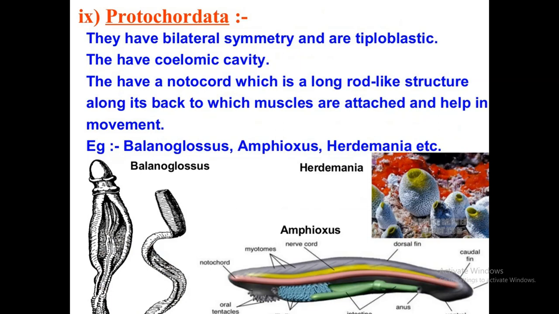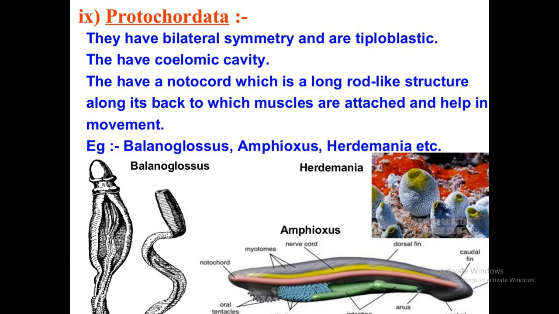Then comes protochordata. What is protochordata? So this is the connecting link between vertebrates and invertebrates. ना ये पूरे features हम लोग को show करते हैं invertebrates के और ना ही vertebrates के. So they are the connecting link. ये बीच में present होते हैं इन दोनों के.